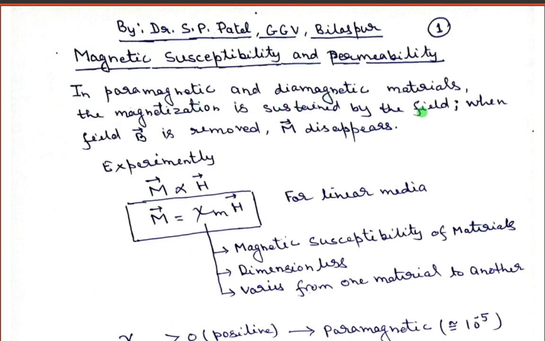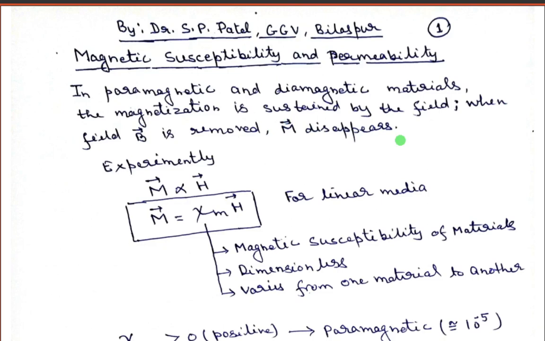In this lecture we will learn a new topic of your syllabus, that is magnetic susceptibility and permeability. We know that in paramagnetic and diamagnetic materials, the magnetization is sustained by a magnetic field B. If you remove this B, then the magnetization will also disappear.